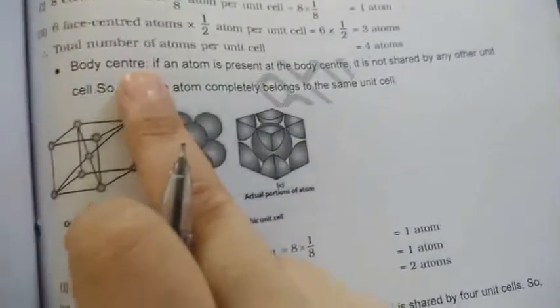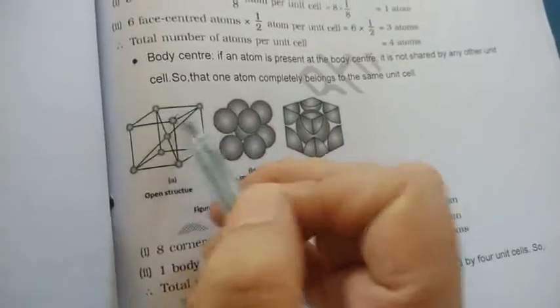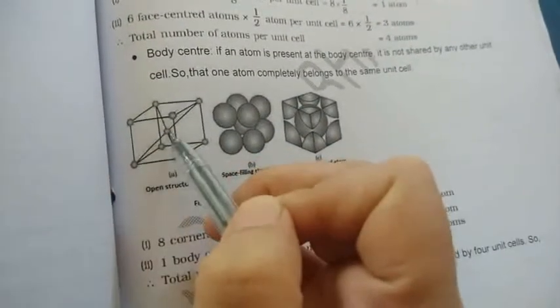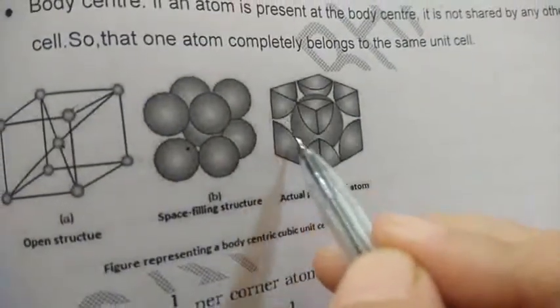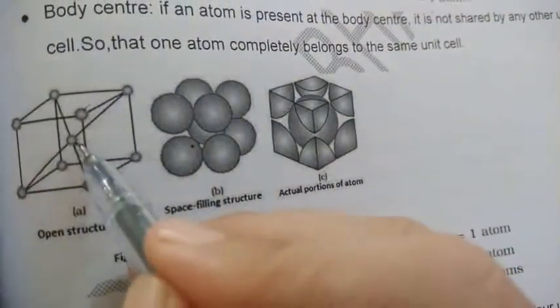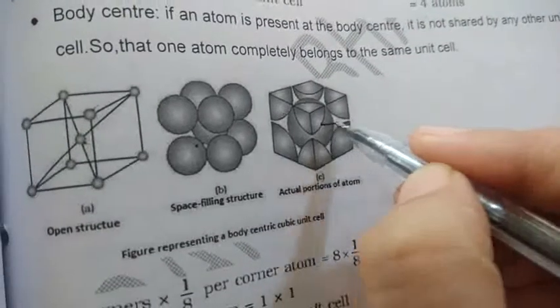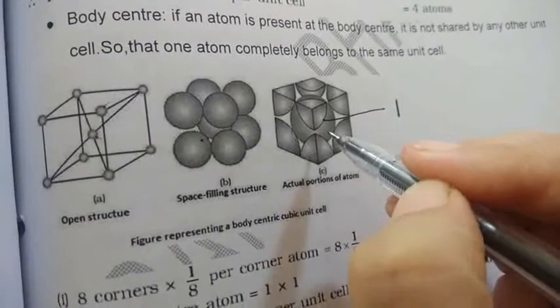Now next comes the number of atoms in body centered. So this is the diagram for body centered. I already told you how to draw it, and these are the diagrams from NCERT. So you can see 8 atoms at the corners and 1 at the body center. This will look something like this. You can see here very closely. The entire circle represents this atom which is at the center. So its contribution is what? 1. Because this is entirely embedded in the unit cell.